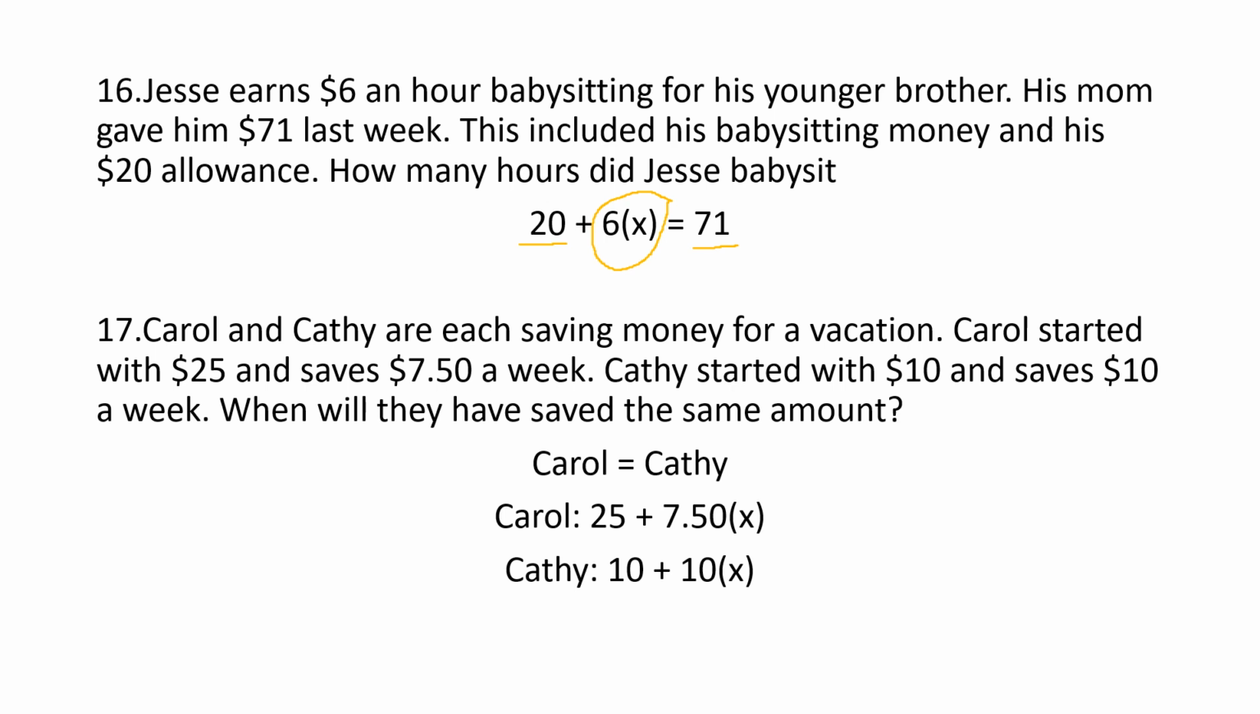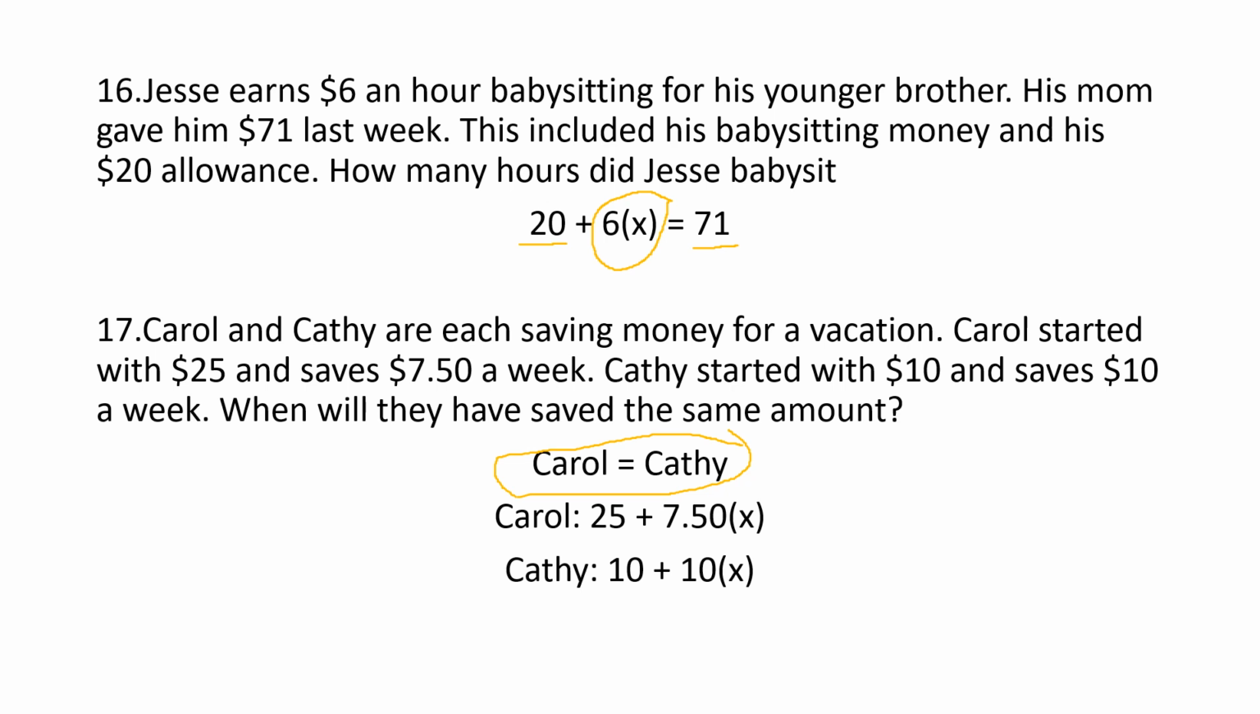Kathy and Carol, or Carol and Kathy, are each saving money for a vacation. Carol started with $25 and saves $7.50 a week. Kathy started with $10 and saves $10 a week. When will they save the same amount? That part right there, the same amount, is important. This is my final formula. When do Carol and Kathy have equal amounts of money?